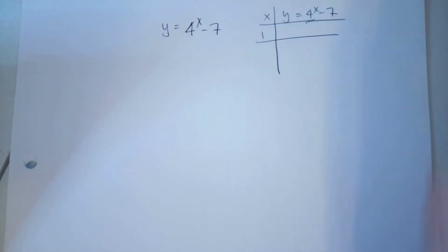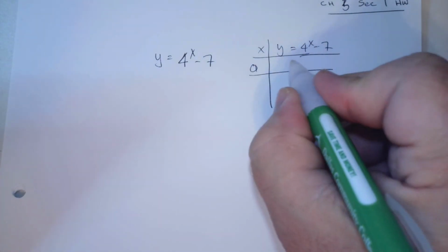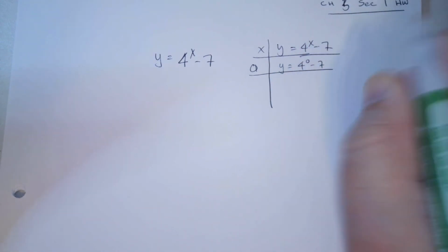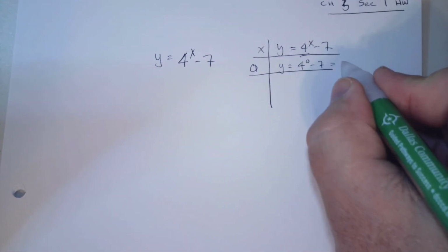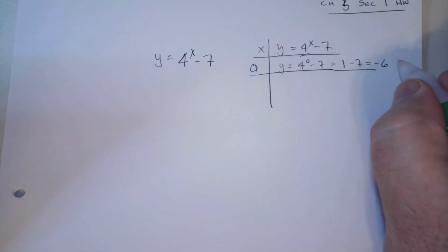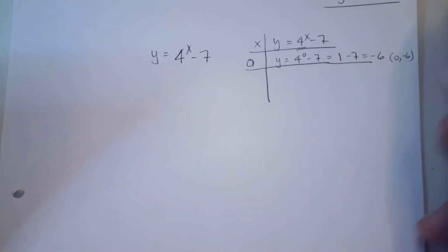When x is 0, 4 to the 0 power minus 7. Well, anything to the 0 power is 1. 1 minus 7 is negative 6. So this point is at (0, -6). That's the y-intercept.